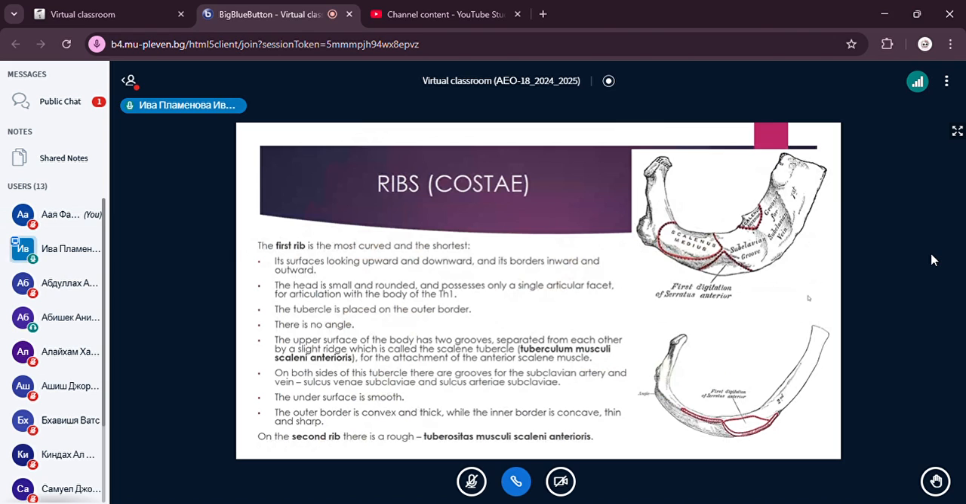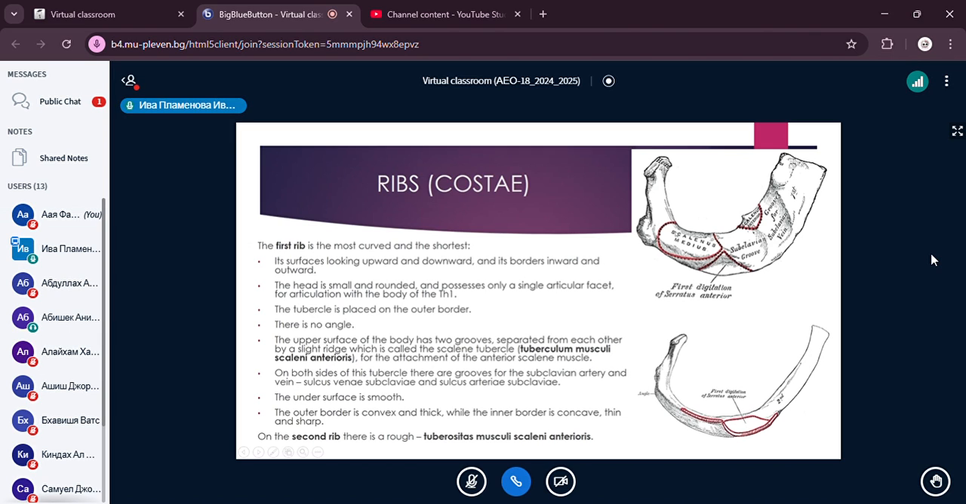Let's talk about the first rib. It's the most curved and of course the shortest. What else? The head is small, rounded, with one articular facet for the body of the first thoracic vertebra. There is no angle here.